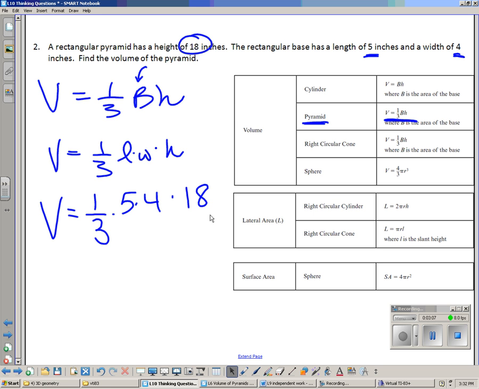A lot of you forgot the 1/3. What you have to remember here is, first of all, you have the formula sheet. It says the 1/3 on it. So that's one big thing. The second big thing is, I said this to 9th period today, a pyramid is kind of skinny. It kind of looks like it went on a diet. So it's 1/3 of what a prism looks like, or 1/3 of what a cylinder is. So V equals 1/3 times 5 times 4 times 18 turns out to be 120. This is volume, so the units would be inches cubed. There's your final answer.